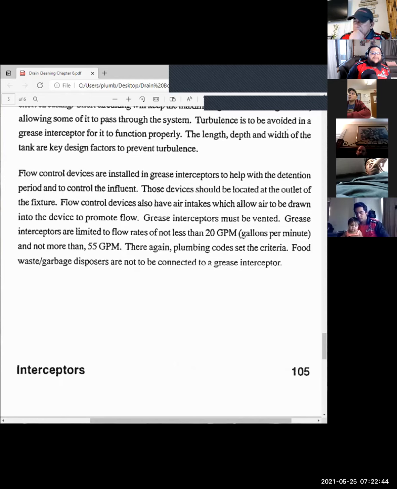Grease interceptors must be vented. Grease interceptors are limited to flow rates of not less than 20 gallons per minute and not more than 55 gallons per minute. Here again, plumbing codes set the criteria. Food waste garbage disposals are not to be connected to grease interceptors.